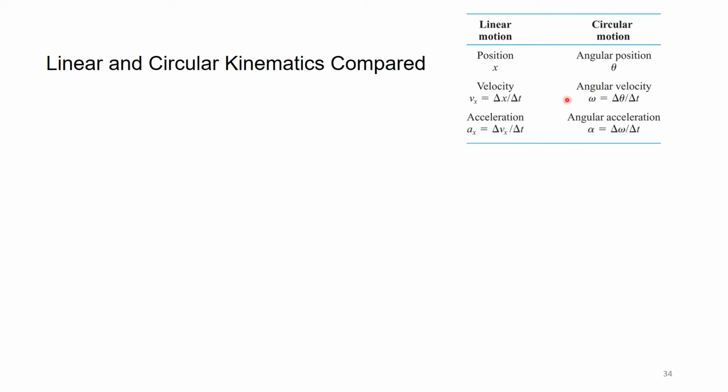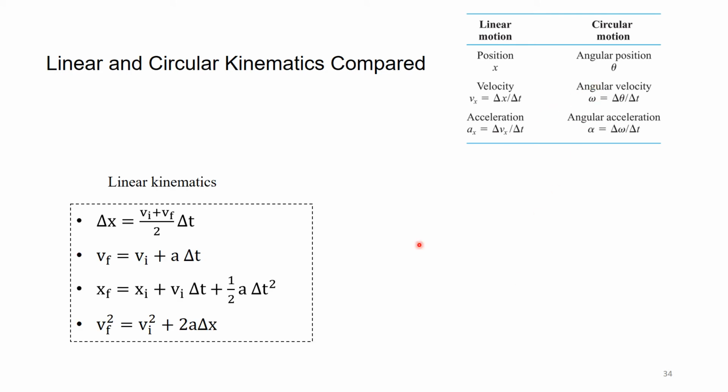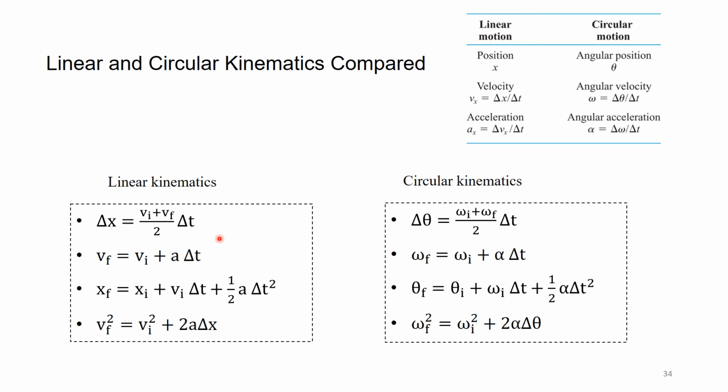All right, so this is the table that we discussed. Now, we have the four equations of motion for linear kinematics using x, v, and a, and t. And similarly, we have four equations for circular kinematics, where we replace the x, v, and a with theta, omega, and alpha, and the time remains the same. So you can compare the four equations there, and all we did was replace the linear quantities with the corresponding angular quantities.